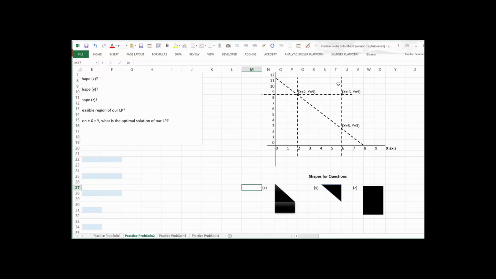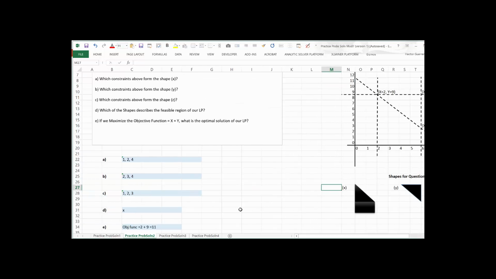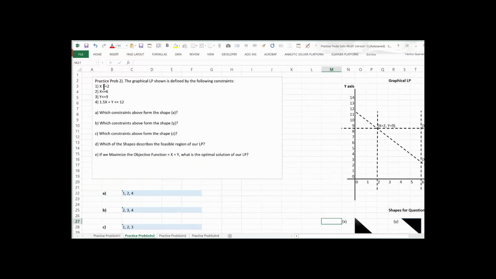So this constraint, and this constraint. And those constraints are 1, 2, and 3.